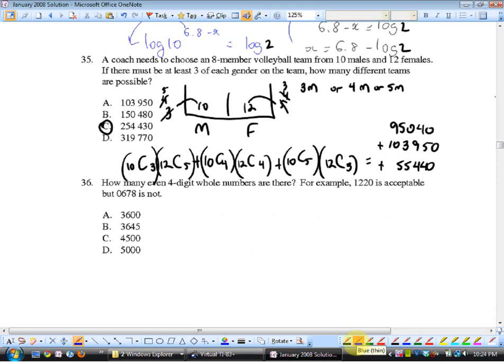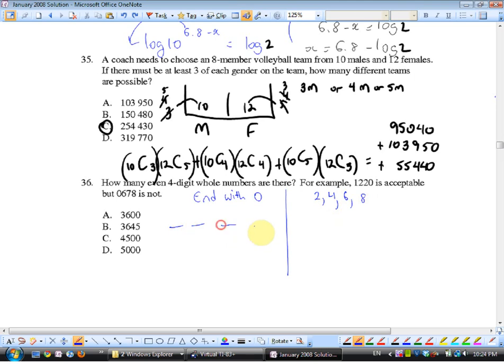Number 6. How many even 4-digit whole numbers are there? For example, 1220 is acceptable, but 0678 is not. The problem here is that 0 is part of both restrictions. You have to have a 0, 2, 4, 6, or 8 in the last digit, but you can't have a 0 in the first digit. So I think the easiest way to do this is to divide this into two cases. Ends with a 0, ends in a 2, 4, 6, or 8.